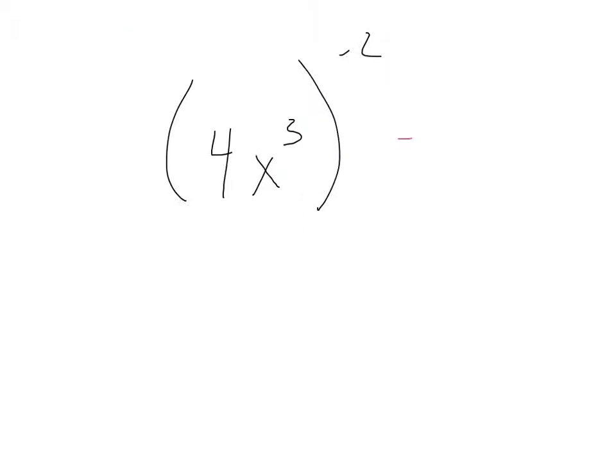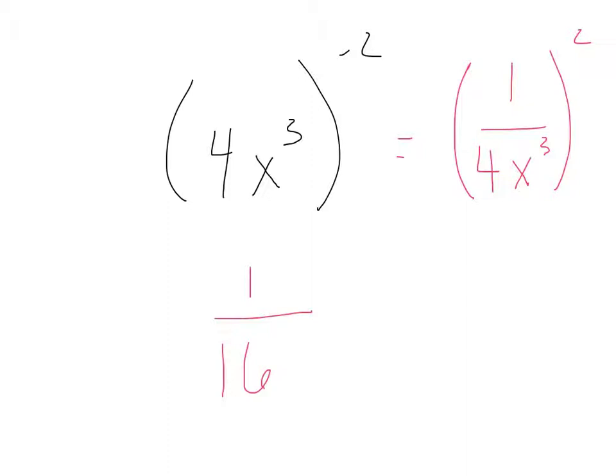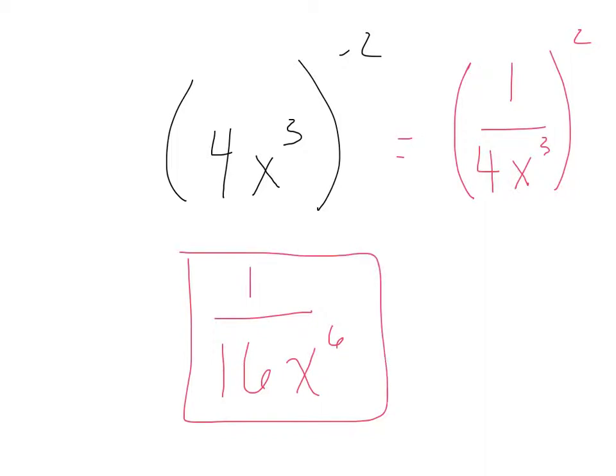Similarly, even though there is no fraction, I can rewrite this as 1 over 4x cubed and make that now a positive 2. 1 squared remains 1, 4 squared is 16, x cubed squared becomes x to the 6th. So my advice with those negative exponents outside of your expression is to simply take the reciprocal of your expression and then distribute the positive exponent.